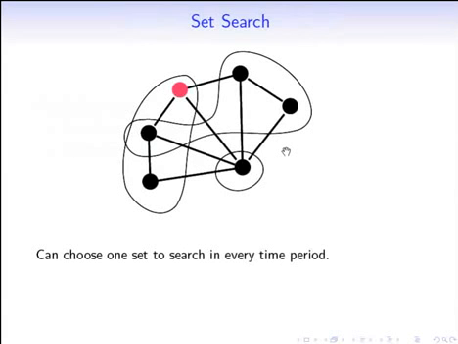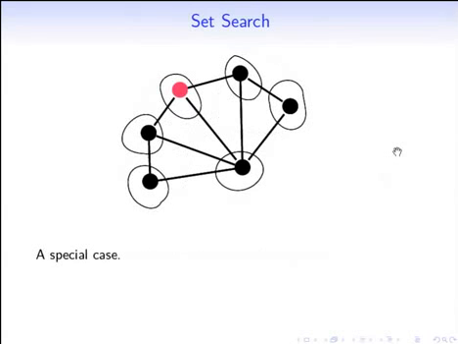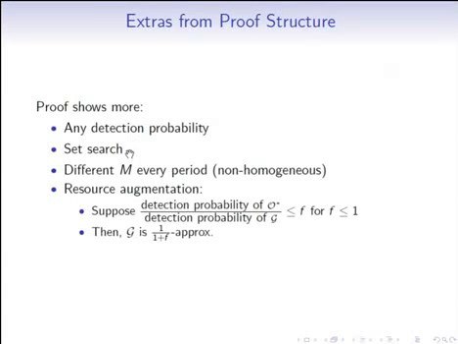So in the set search problem, what we're given is the original graph, but we're given a bunch of subsets of the original graph. So here's a subset of the nodes, another subset, another subset. And in each time period, we're allowed to choose one of these 3 sets to search. So you can see the original problem we described is just a special case of this where we were given all the singleton sets to search. So it works for the set search problem.